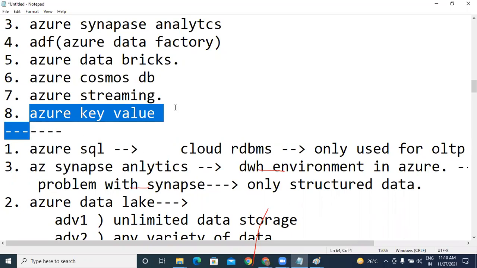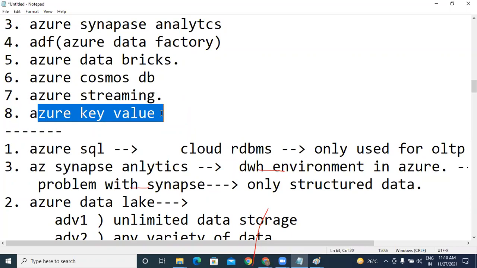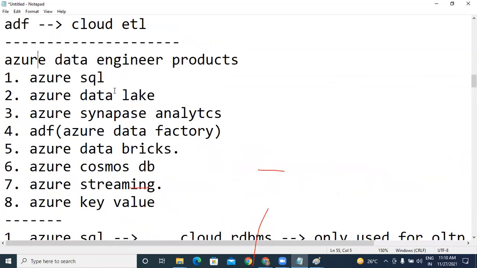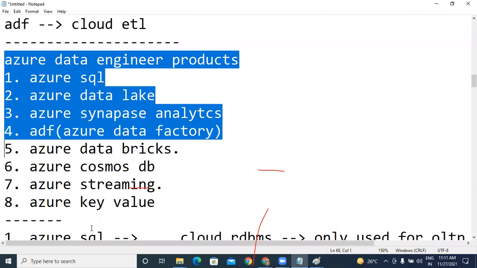Of course, this is not from ADF's part. This is purely from the Azure side. Okay, it's not part of the ADF. So all these are the different products in Azure data engineering. So directly you cannot learn all these things in the first part. Number 1, 2, 3, 4.